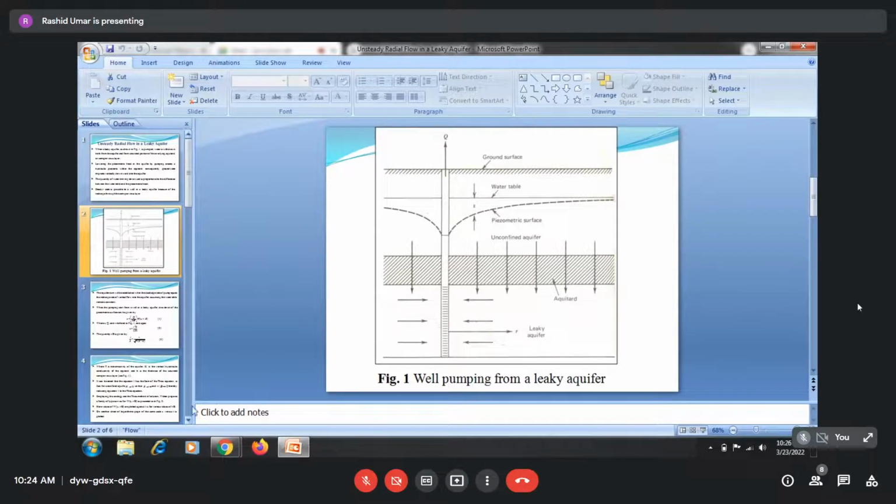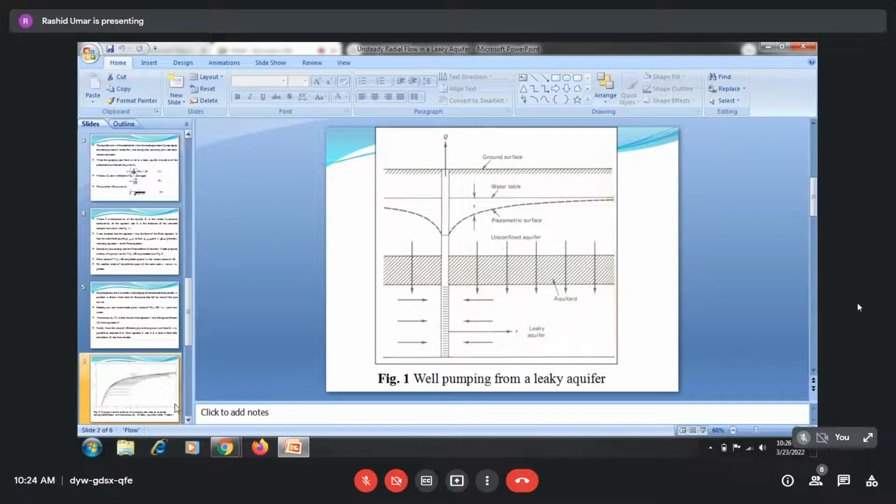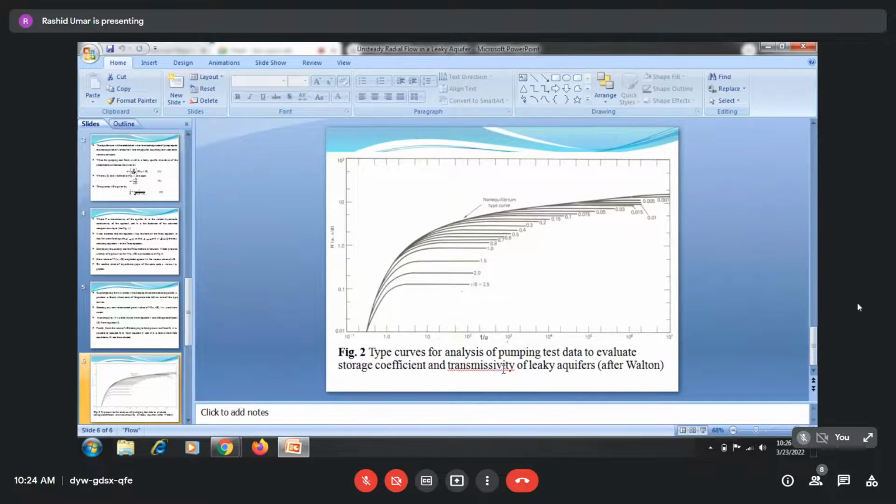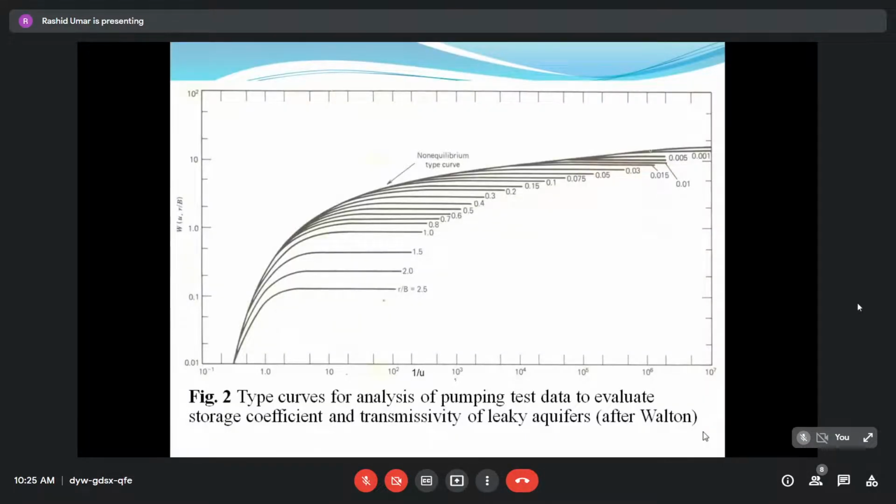Then once we have this data, we will plot a graph, the field data curve, that is time versus drawdown data, with time on the x-axis and drawdown on the y-axis.